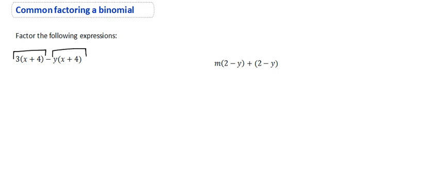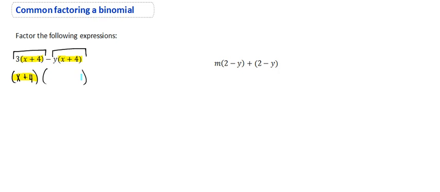Well, I noticed something common. This one's got an x plus 4, and this one's also got an x plus 4. That's actually our greatest common factor. So remember that when we're factoring, we start by writing our greatest common factor out in front, x plus 4. Now I need to figure out what goes in the brackets.